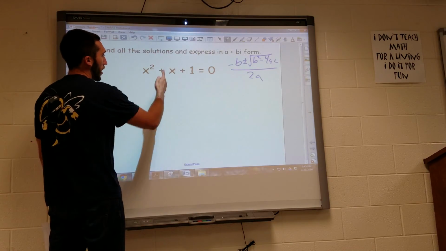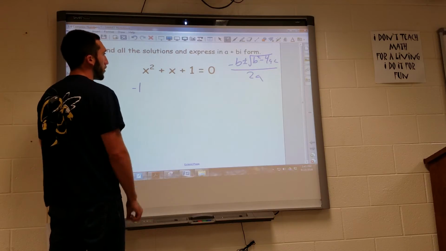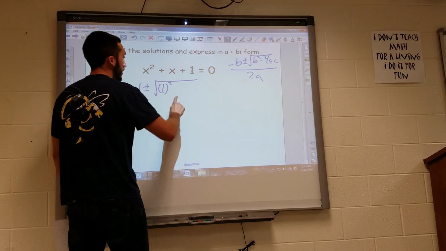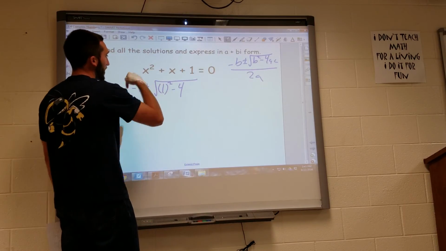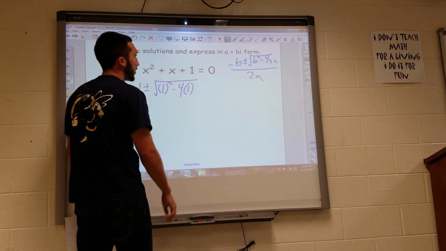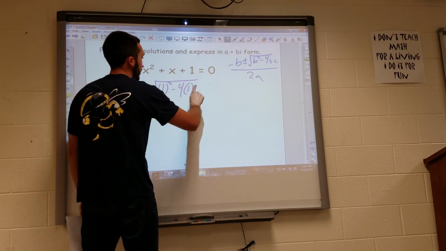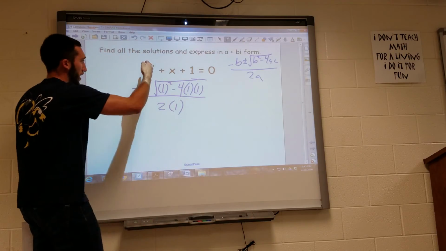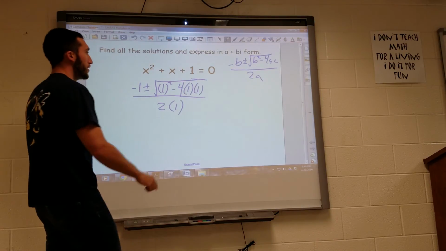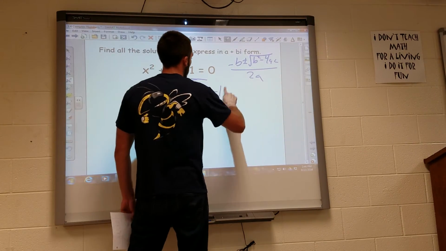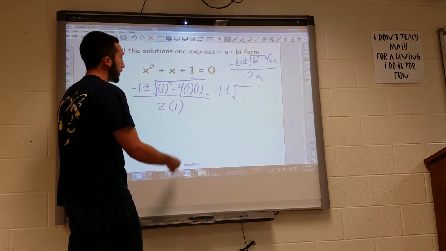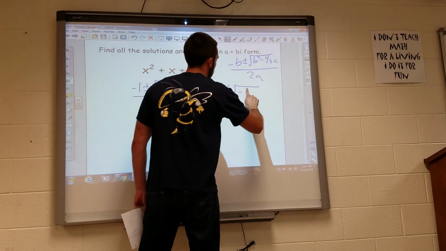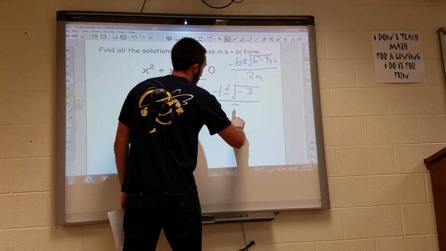So negative b, our b term is a 1, so negative 1 plus or minus the square root of 1 squared minus 4. My a, my leading coefficient, is just a 1, so 4 times 1. And my c, my constant, is also just a 1. And I divide that by 2 times 1, because again, my a is just a 1. So simplify, that gives me negative 1 plus or minus the square root of 1 squared is 1, minus 4 times 1 is just 4, so that gives me a negative 3 under the radical with a 2 in the denominator.